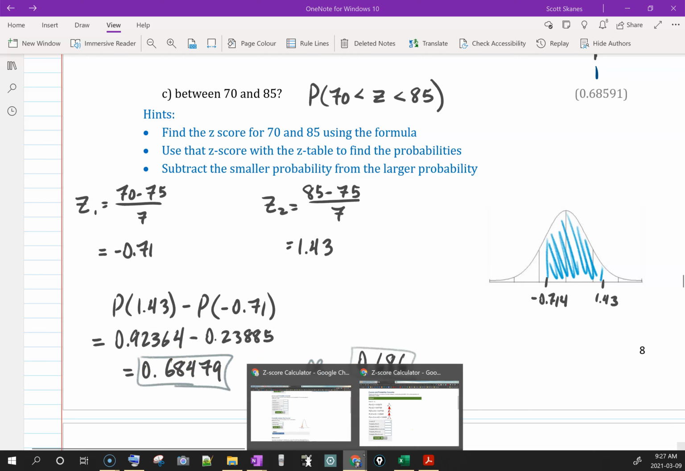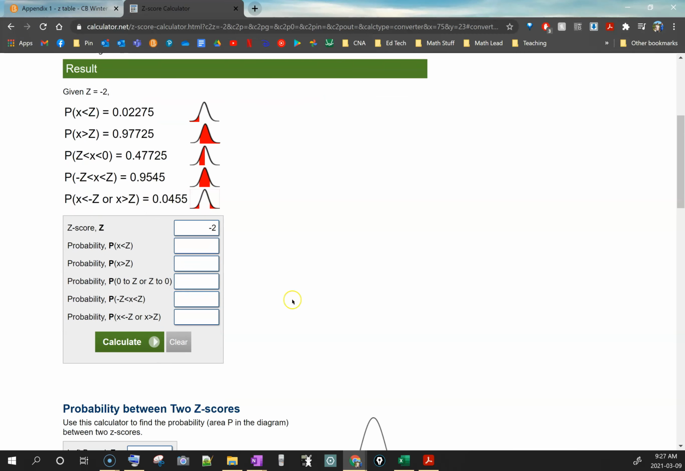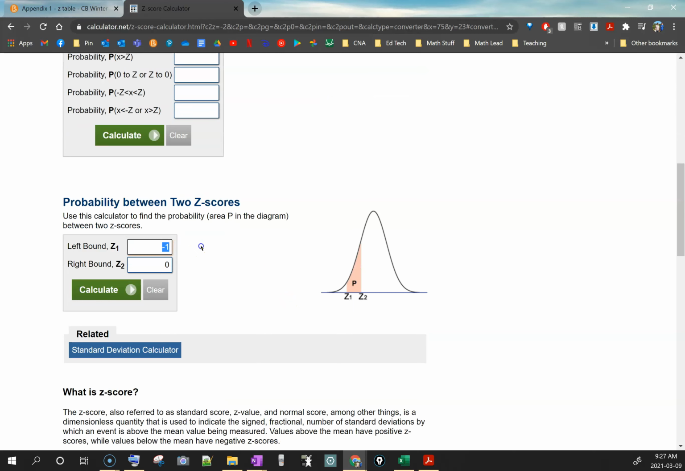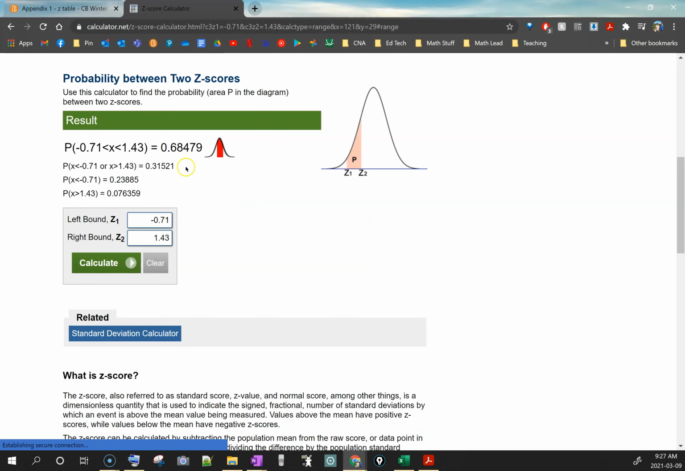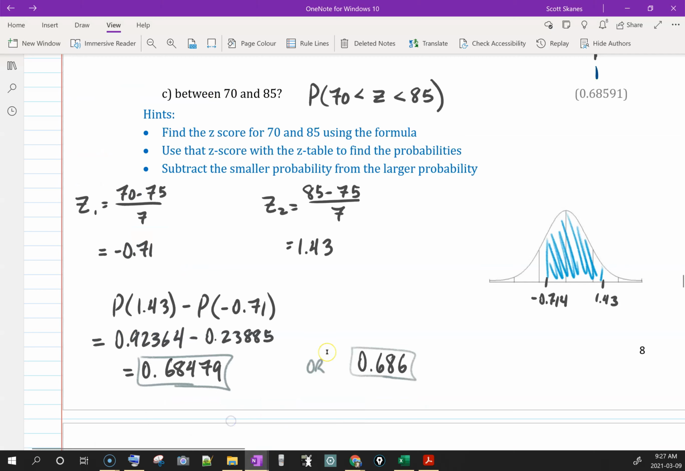If you're doing it online with the online calculator, you want the probability between the two z-scores. You need to get the z-scores first. So we did that, negative 0.71 and 1.43. If you calculate this, it'll give you the answer that you're looking for, 0.8479.